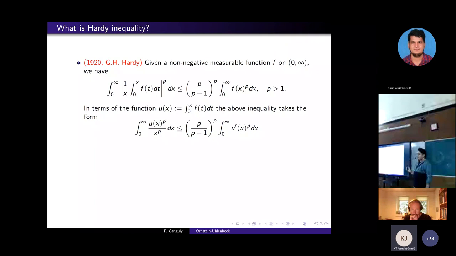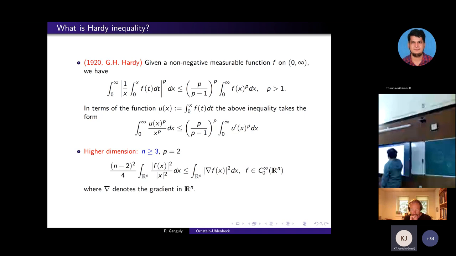A natural generalization of this inequality in the n-dimensional case, when n is bigger than or equal to 3 and p equals 2, reads as this. And this is true for every f belonging to the compactly supported smooth functions, and then we can use a density argument to prove this inequality for a bigger class in which C_0 infinity is dense.